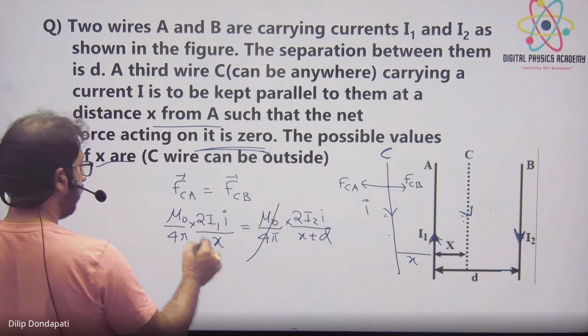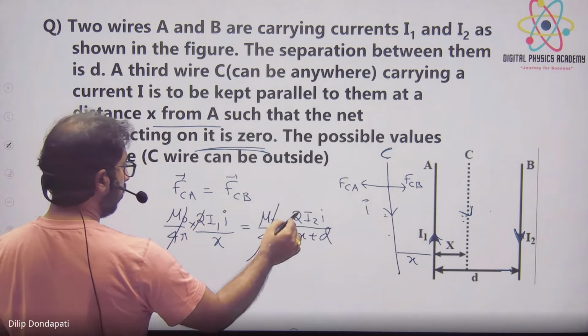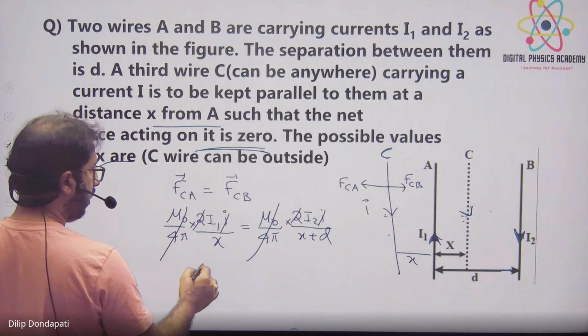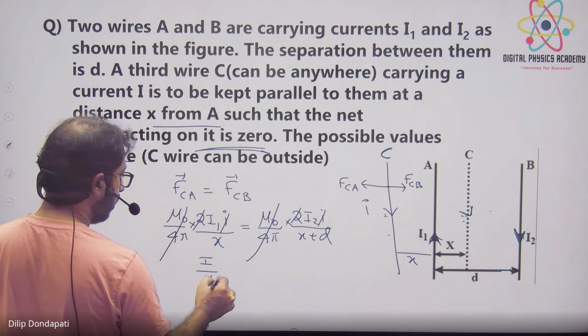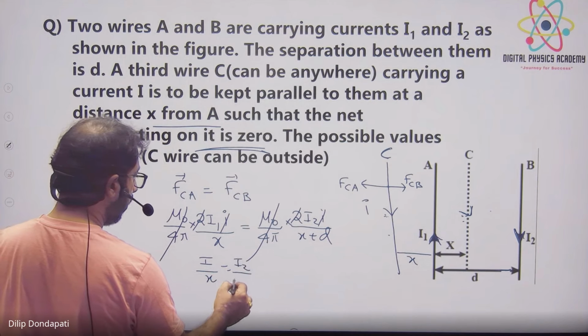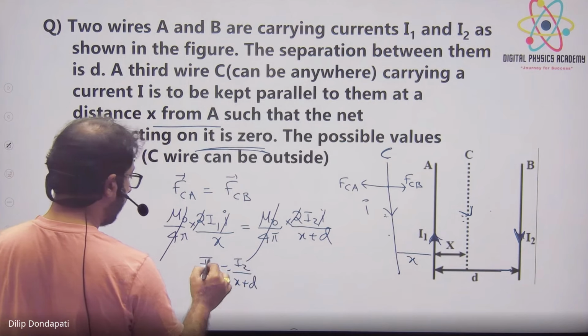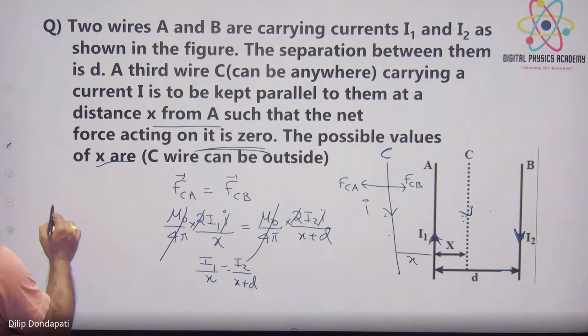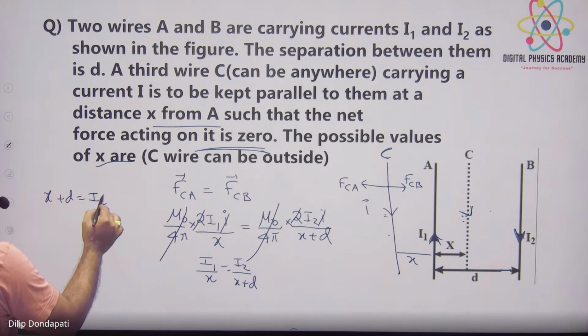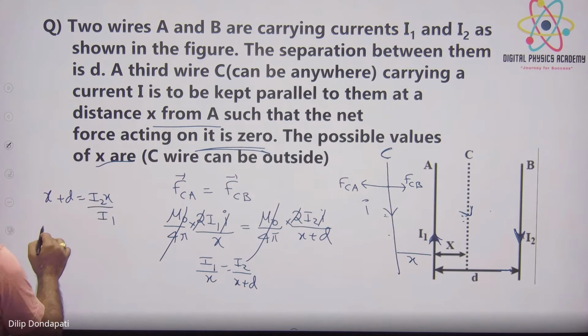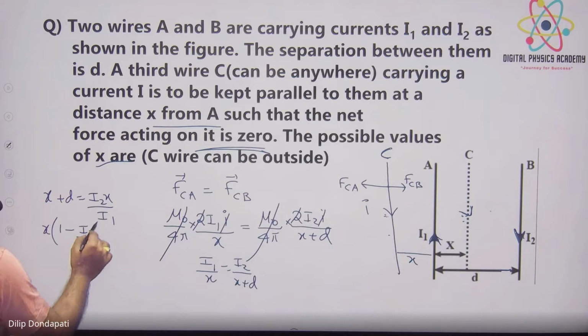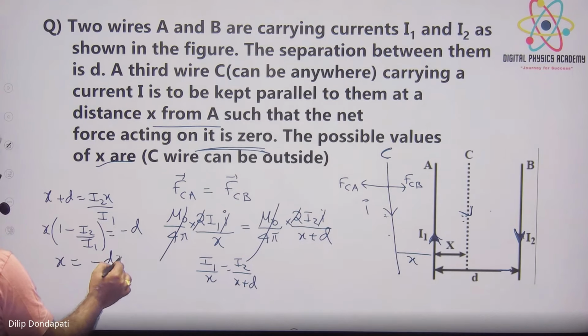Cancel the common terms. So I1 by x is equal to I2 by x plus D. Therefore x plus D is equal to I2 x by I1. Taking x common, x times 1 minus I2 by I1 equals minus D. So x is equal to minus D I1 by I1 minus I2, that is the answer.